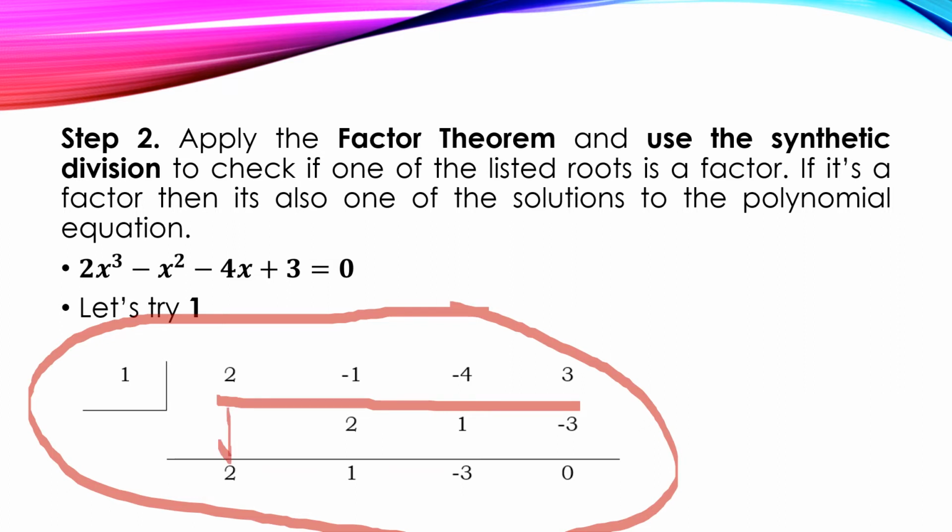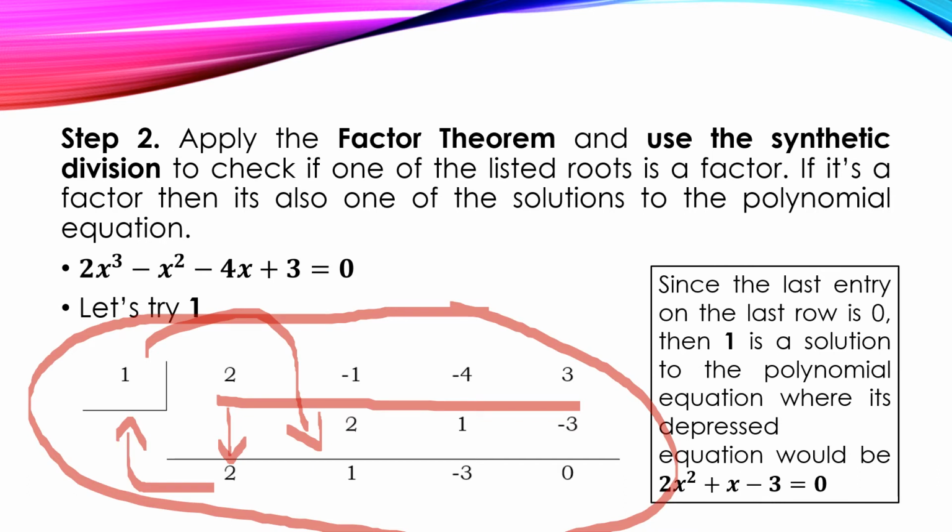First step is to carry down the first number, and this is 2, and then multiply it to our possible root. So, 2 times 1 is 2, and then negative 1 plus 2 is 1. And then repeat the process. 1 times 1 is 1. Negative 4 plus 1 is negative 3. Negative 3 times 1 is negative 3. And 3 plus negative 3 is 0. So, since the last entry on the last row is 0, then 1 is a solution.